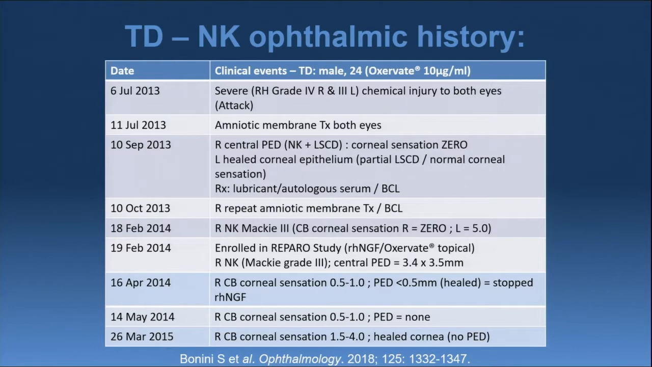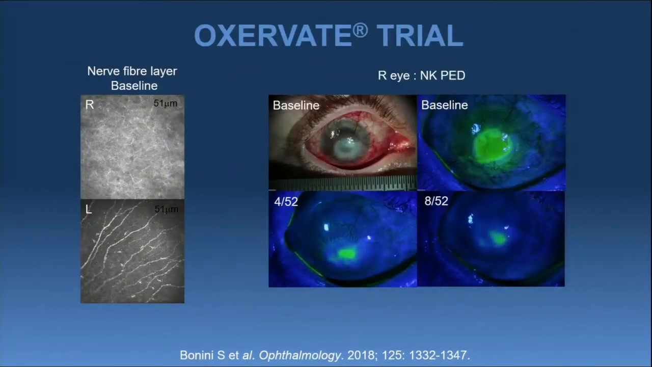And then in February, he continued to have problems with his right eye in terms of epithelial defect, so I enrolled him in the REPARO study, and he was allocated to one of the three groups to use 10 micrograms per ml of nerve growth factor in his right eye. Two months later, his cornea was completely healed after 7 months with a continued epithelial defect. His corneal sensation improved a little bit, and the ocular surface became stable. This is the patient you see at the top of the slides, the baseline without and with fluorescein drops, and then 4 weeks later, see how remarkable the improvement was using this topical medication. It was really impressive. Within 2 months, the epithelial defect disappeared. It was there for 7 months.